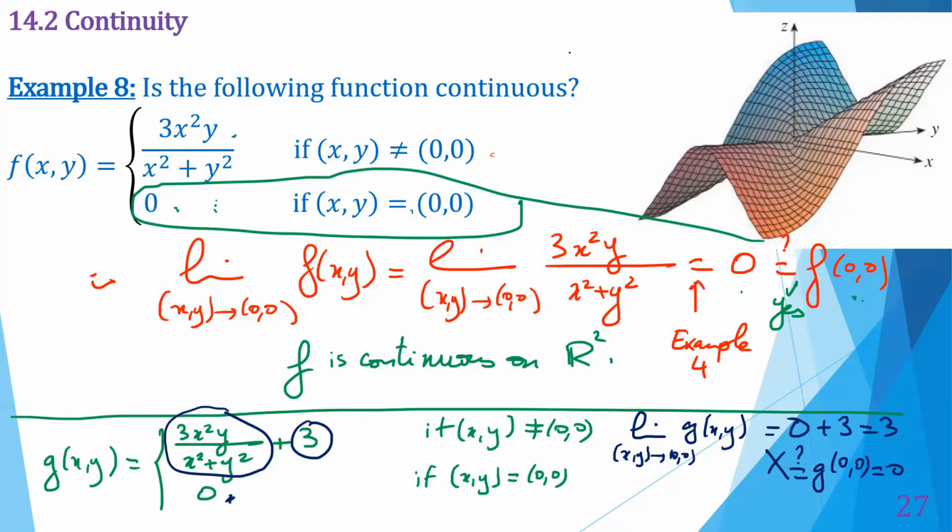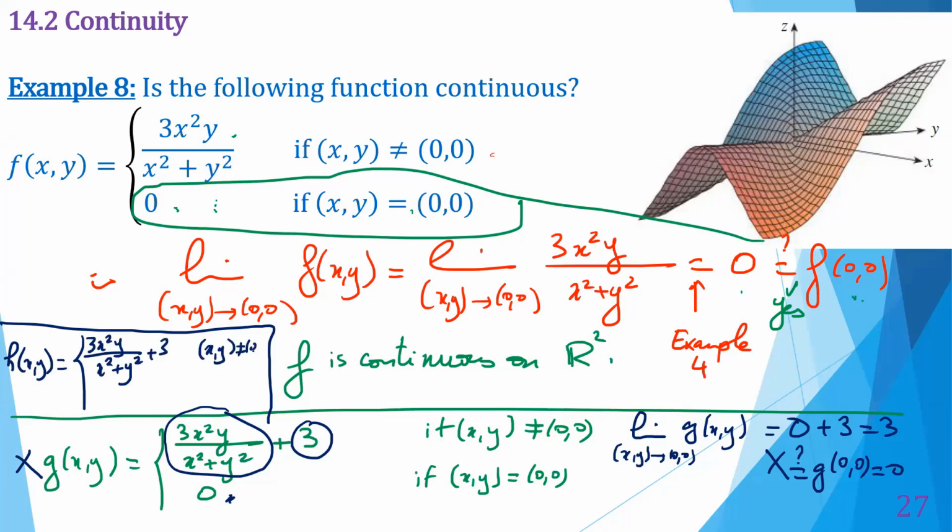واضح? To extend by continuity, we don't define this function g, but define another function h, for example, اللي هي 3x²y over x²y² + 3 for (x,y) different from (0,0), and 3 if (x,y) is (0,0). And this function is continuous on R². The other function is discontinuous.